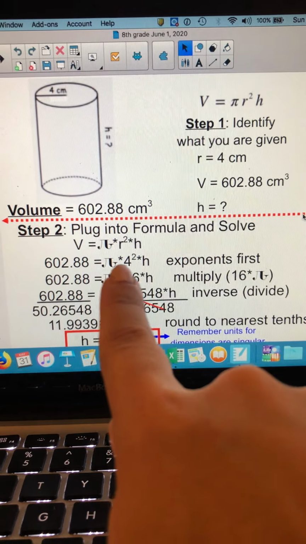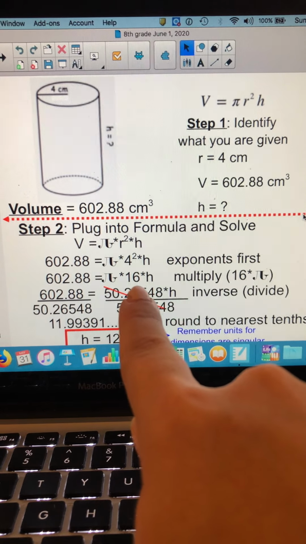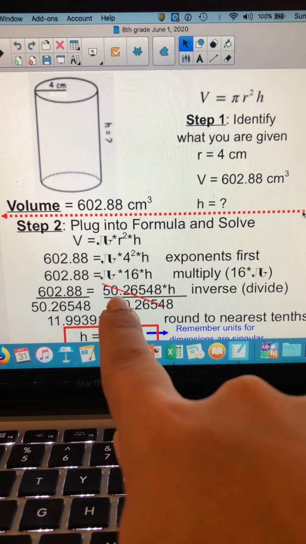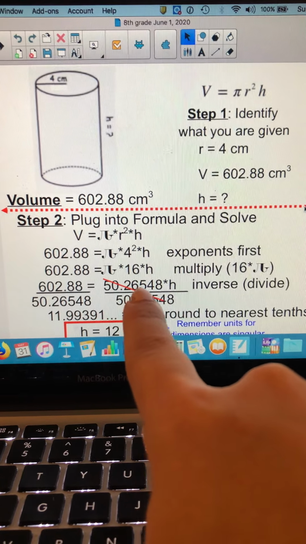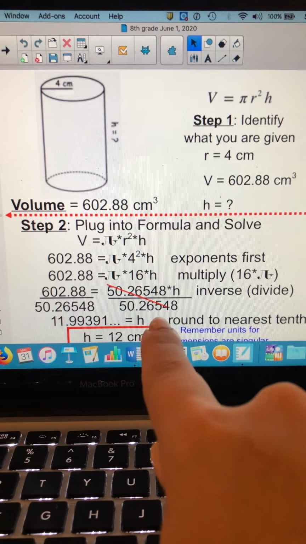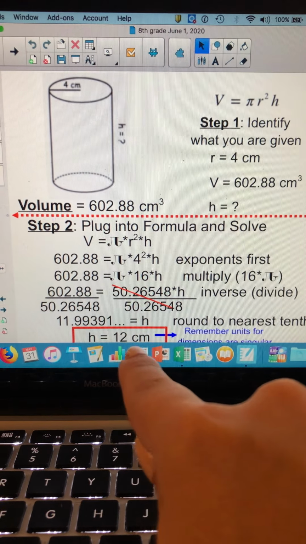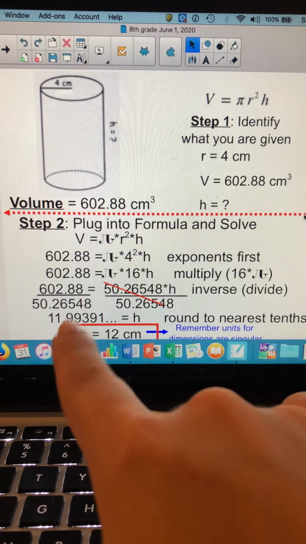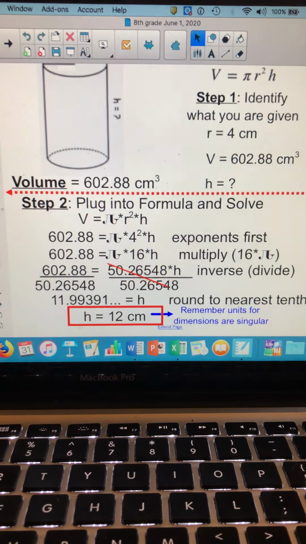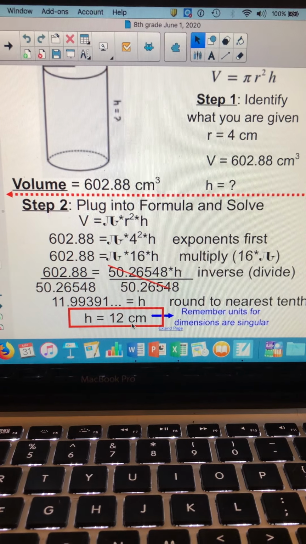So we plugged it into our formula. We always do our exponents first, order of operations. That would give us 16. Then we multiply pi times 16. That's going to give us a non-terminating decimal, but we leave 5 digits after the decimal point for rounding purposes. And then we inverse to divide to get our h isolated. We had to round to the nearest tenth, but this would have rounded it up to a whole since that 9 was there. Okay, remember our units are singular because we are only finding a dimension. We are not finding a volume.